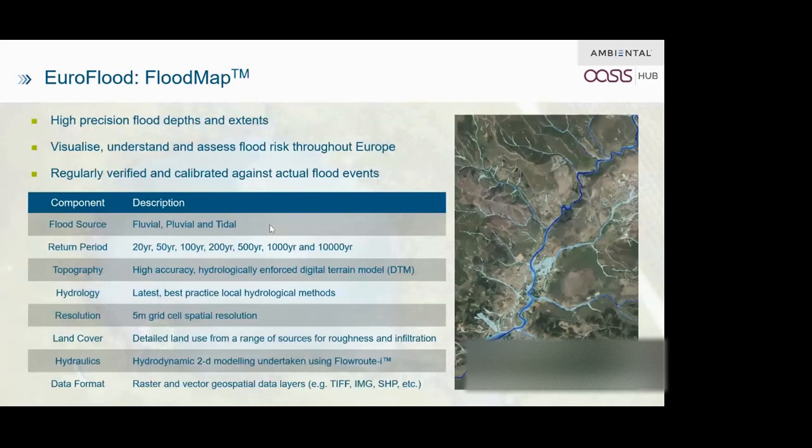Thank you. So now I'd like to explain our EuroFlood flood map products in a bit more detail. These products provide high precision flooding depths and extents at 5-metre resolution for a range of return periods from the 20-year up to the 10,000 year for multiple flood sources, including fluvial or river, pluvial or surface water, and tidal or coastal storm surge flooding.